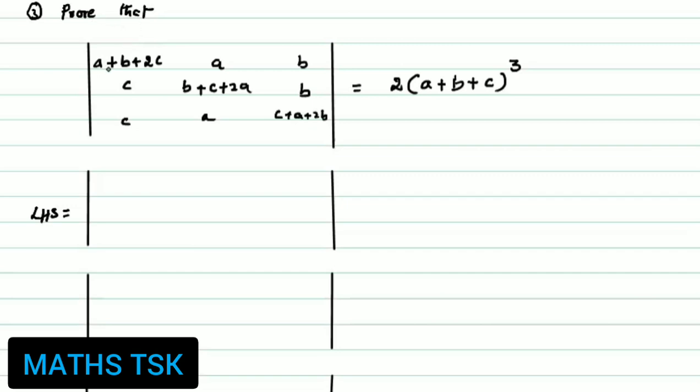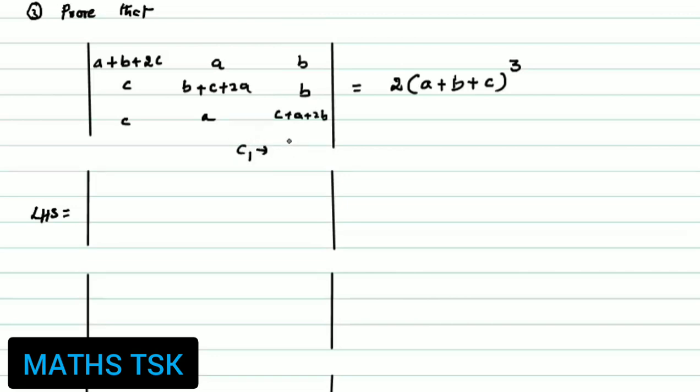And second, prove that the determinant of a plus b plus 2c, a, b, and so on, equals 2 times a plus b plus c whole cube. Look here at the terms. We must have an idea that when you add all these terms like this, you get 2a plus 2b plus 2c. When you add like this, you get a plus b plus 4c, then a plus 4a plus b plus c, then c, a plus c plus 4b. So I decide like this.